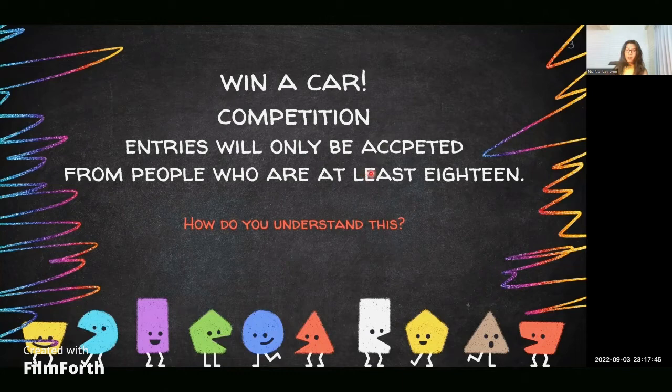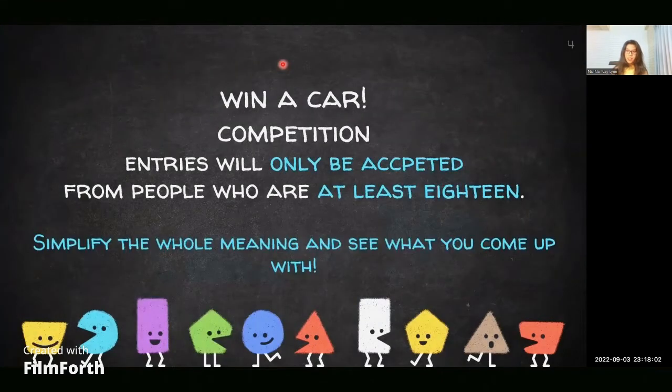Before simplification, we will look at the clues, all right? We will go to the key points, the key notes, which are the clues of the question. We will try to simplify that and then try to have 100% accuracy and try to answer effectively. All right, so let's take a look. This is the same question. I have highlighted the main clues of the question in light blue, so that you can see very easily. Win a car competition. Entries will only be accepted, nothing else. Very important, they will only be accepted from people who are at least 18. All right, so simplify the whole meaning and see what you come up with.